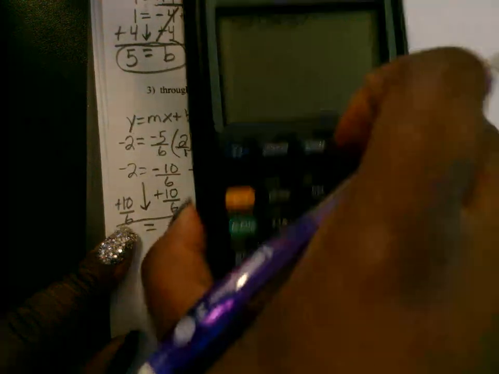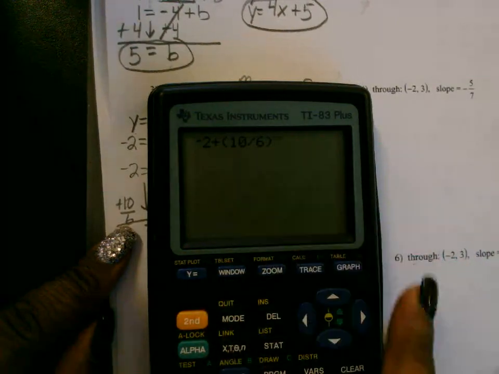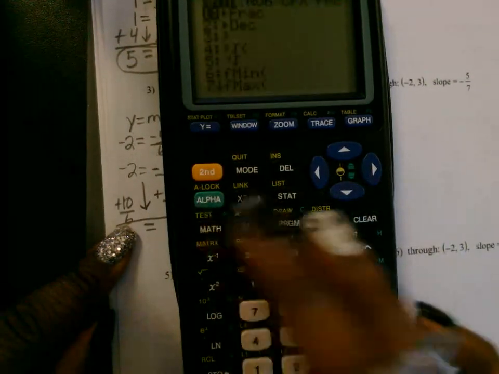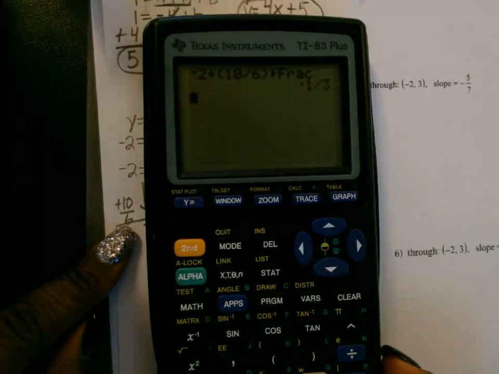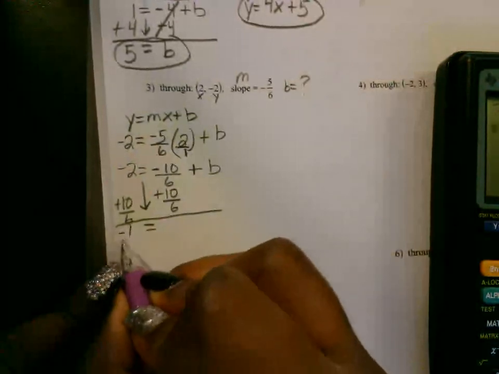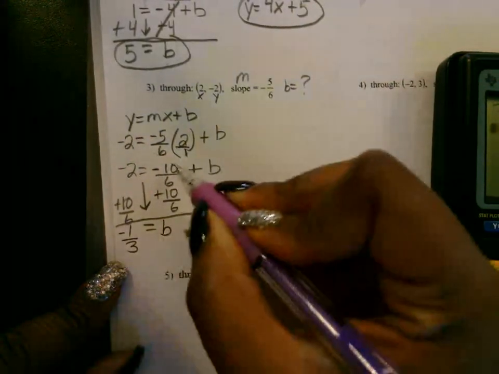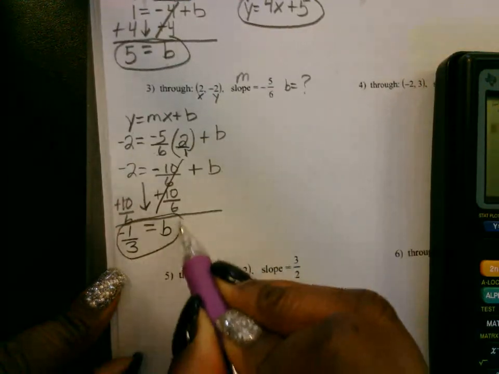Now I could have reduced that. But that's okay, I can reduce it in the end. So now I'm going to press the math button so that my answer can be a reduced fraction and press enter once more. So my answer for B is going to be a negative 1/3. Because this is 0, remember, B is equal to a negative 1/3.